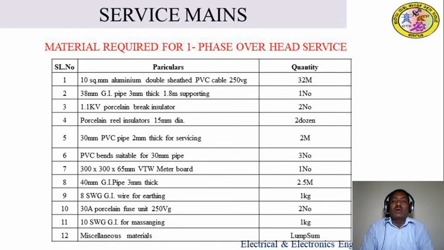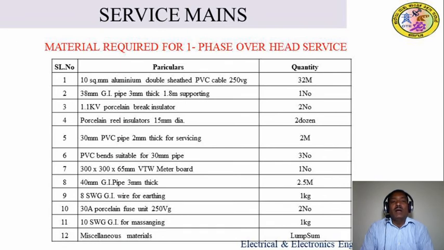Now, what we have calculated, we go one by one to make the list in the material schedule. First, 10 square mm aluminum double sheathed PVC cable with 250 volt grade, we require 32 meters. Next, 38 mm GI pipe 3 mm thickness, 1.8 meter supporting pipe, is required, 1 number.